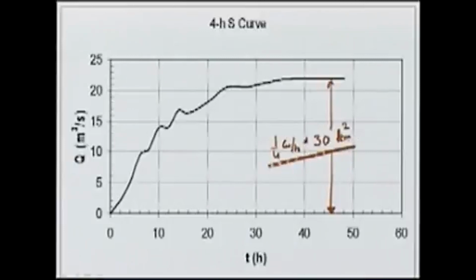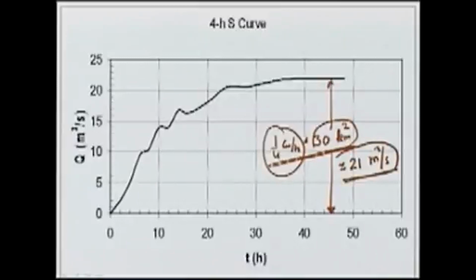We can convert into meter cube per second, and the value turns out to be about 21 meter cube per second. This means that if a rainfall of intensity 1 by 4 centimeter per hour occurs continuously over the entire area of 30 kilometer square, at a steady state it will give us a discharge of about 21 meter cube per second.